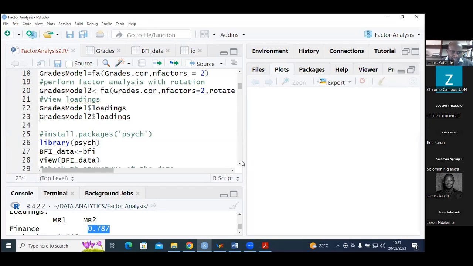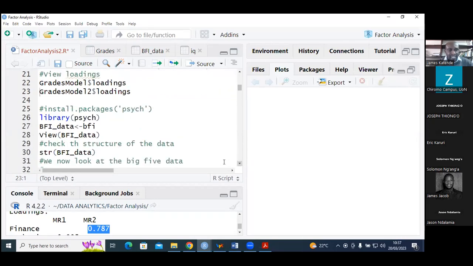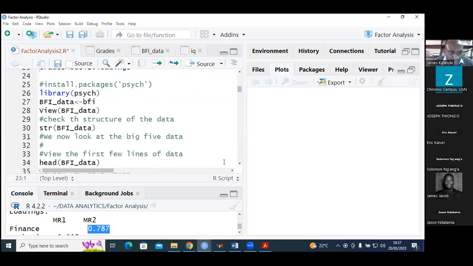So the next thing is now we'll work with the big 5 inventory data, which is available in the package. It's available in the package itself, so you don't have to load it from anywhere. Once you load this library, you'll be able to access the data. So the data itself is called bfi, but I store it in this variable called BFI data. And I run that.